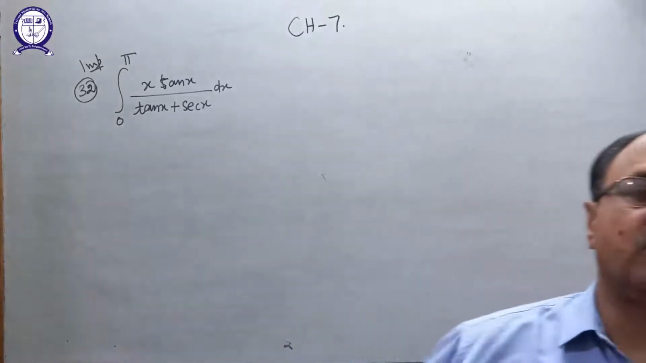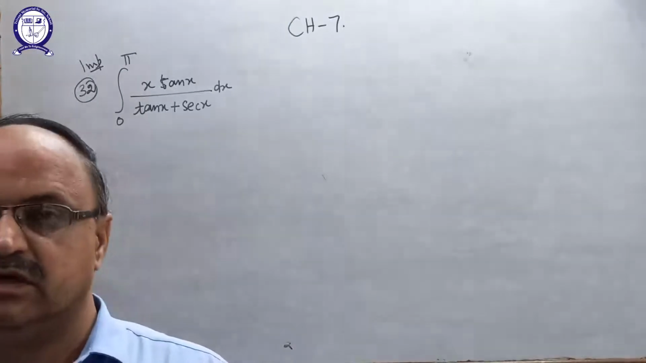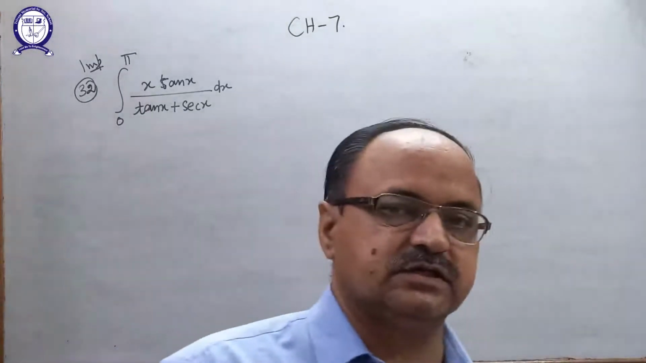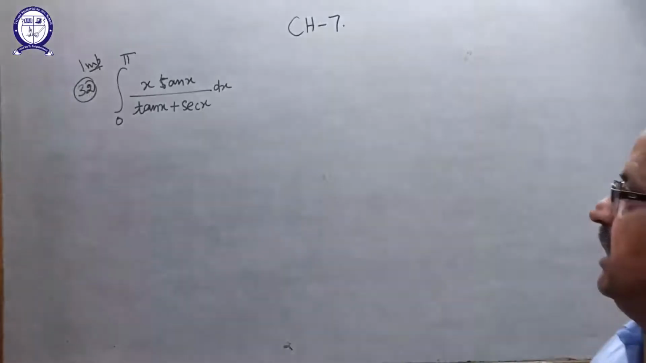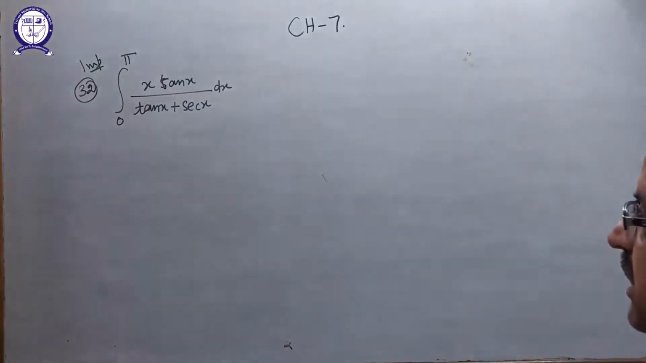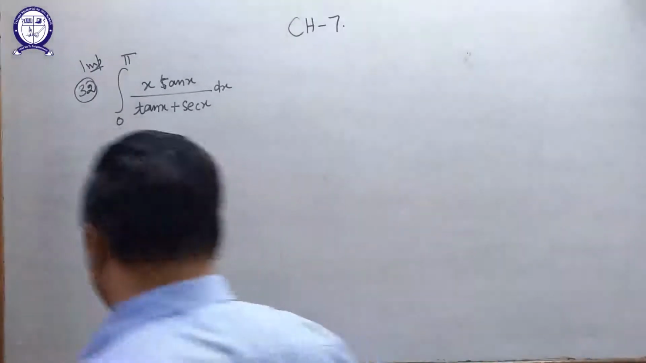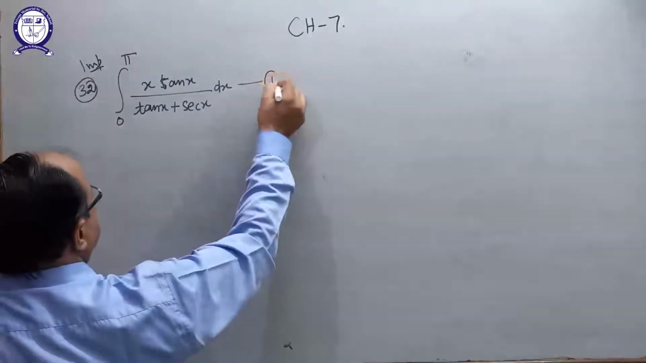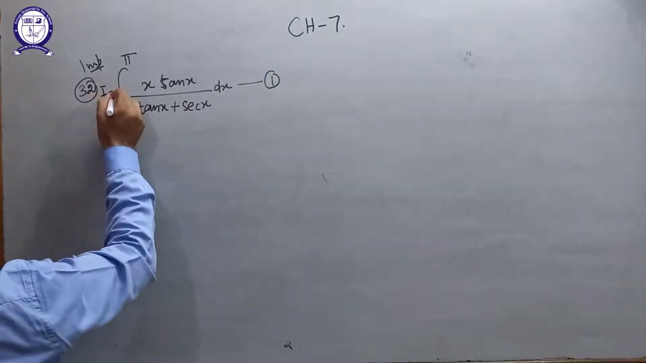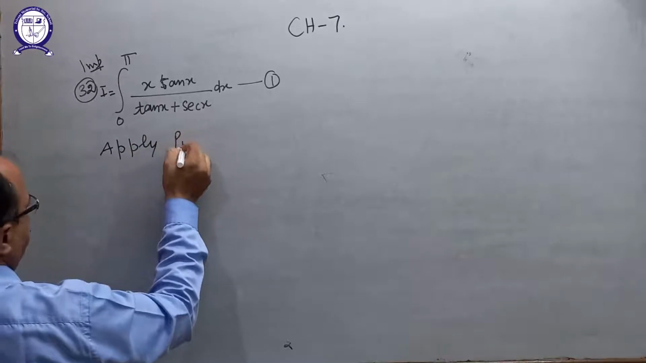Can you tell me the type of this question? That is removal of x. Correct. In removal of x, apply P4. Firstly remove the x, then simplify the question. And for removing x, we use property number P4. Apply P4 here.